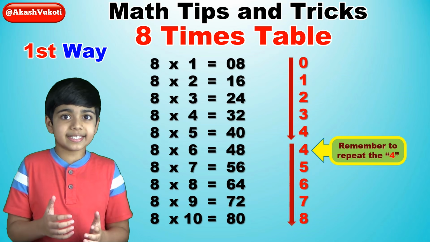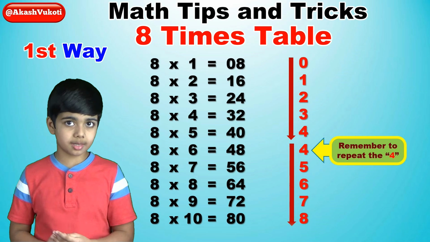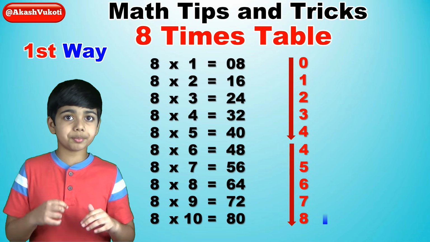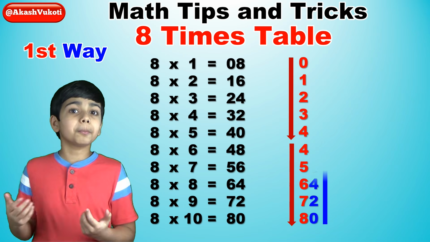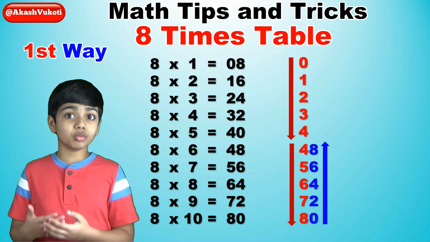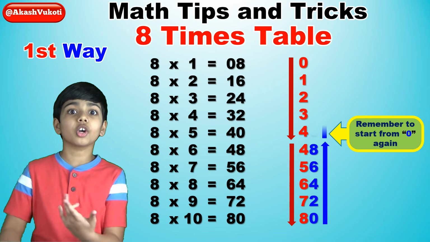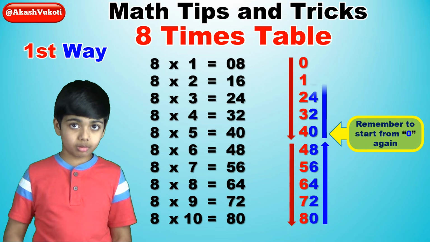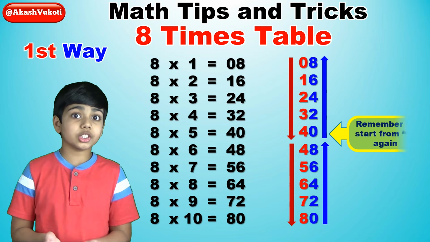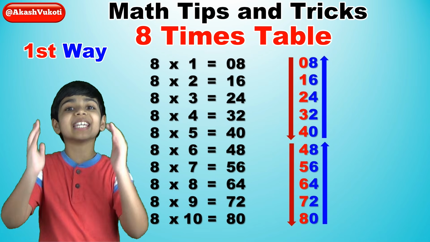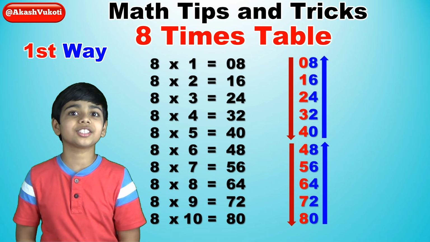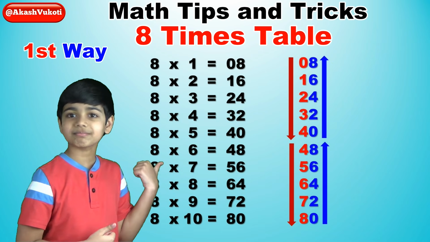Next, for the ones digits, write the 2 times table starting from 0 up to 8, again from bottom to top. And once you reach 8, repeat and go again from 0 up to 8. And once you're done, you have the 8 times table, as you can see right here.